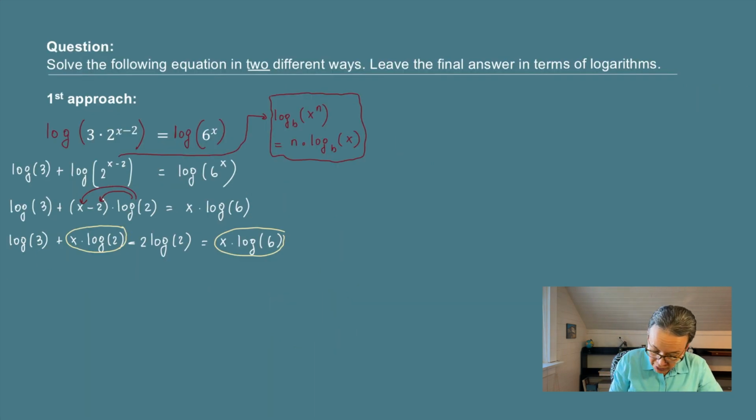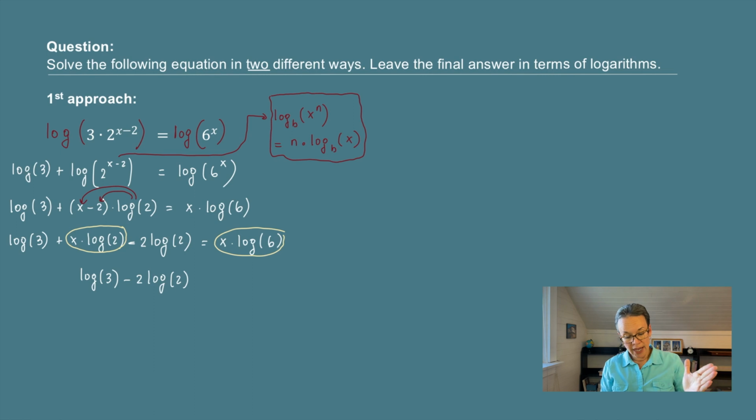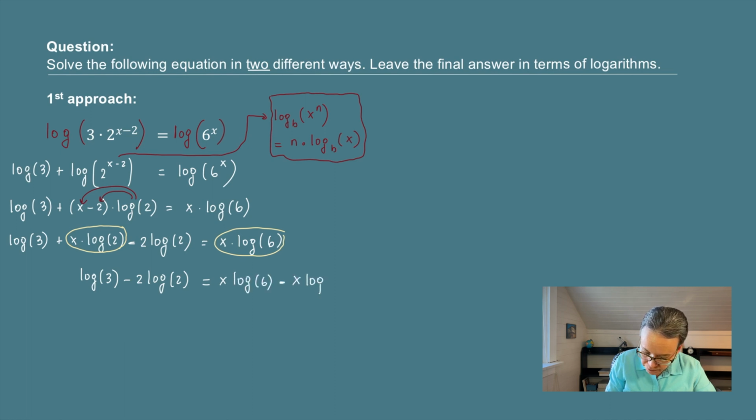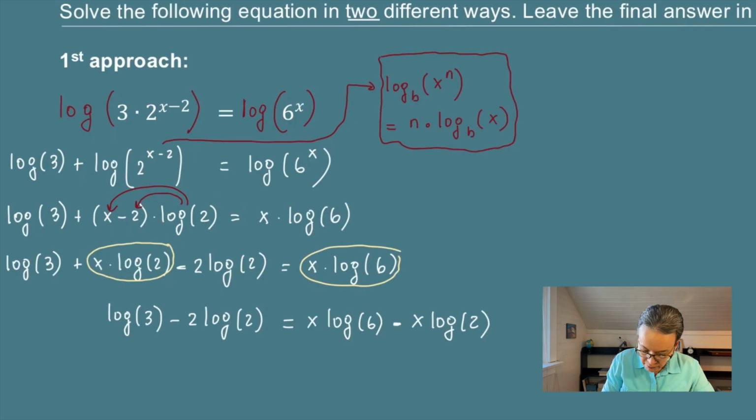So we're going to have log 3 minus 2 log 2. Those two terms will remain on the left side. Now I'm going to bring x log 2 to the other side. So then we're going to have x log 6 minus x log 2. So I want you to notice here, look at this. Here is my variable x, same variable x. So I can factor x out.